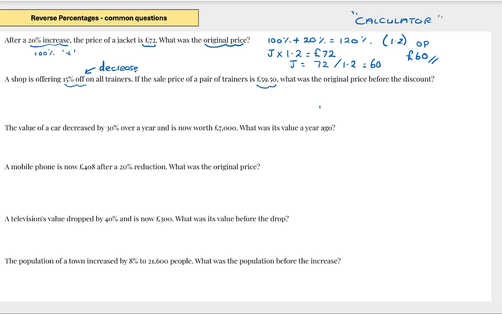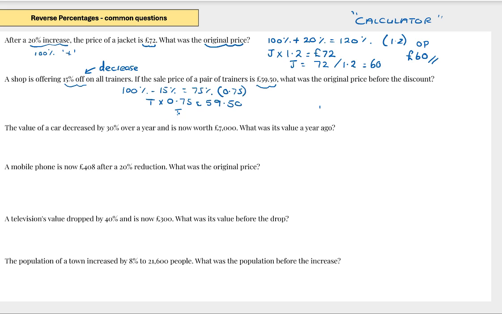And we'll start by doing our percentages again. So this time we're going to subtract. So we've got 100%, subtract 15% equals 85%. And we're going to convert that into a decimal, which is 0.85. So we've got all the bits. We'll call them trainers. T times 0.85 equals sale price, which is £59.50.